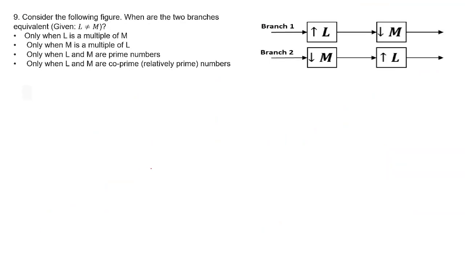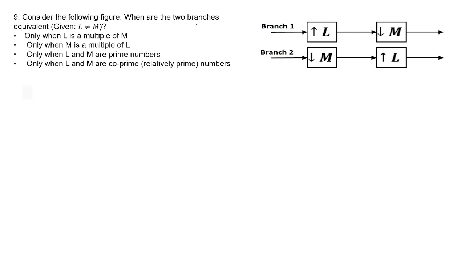Okay, let us move to the 9th question. Actually, you see, this asks that there are two branches given, both contain an upsampler block with upsampling factor of L and a downsampler block with a downsampling factor of M, and the only difference between branch 1 and branch 2 is the blocks are reversed in order, and the question is when are these two branches going to be equivalent.